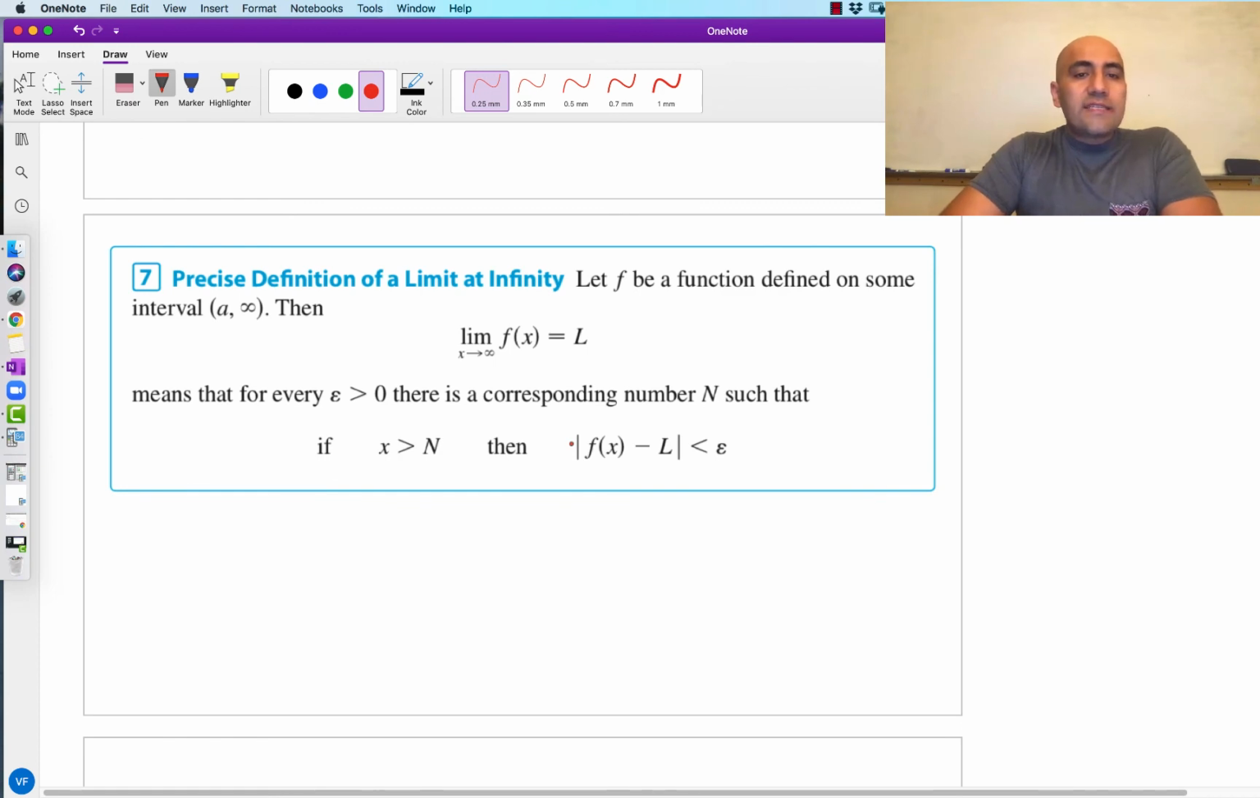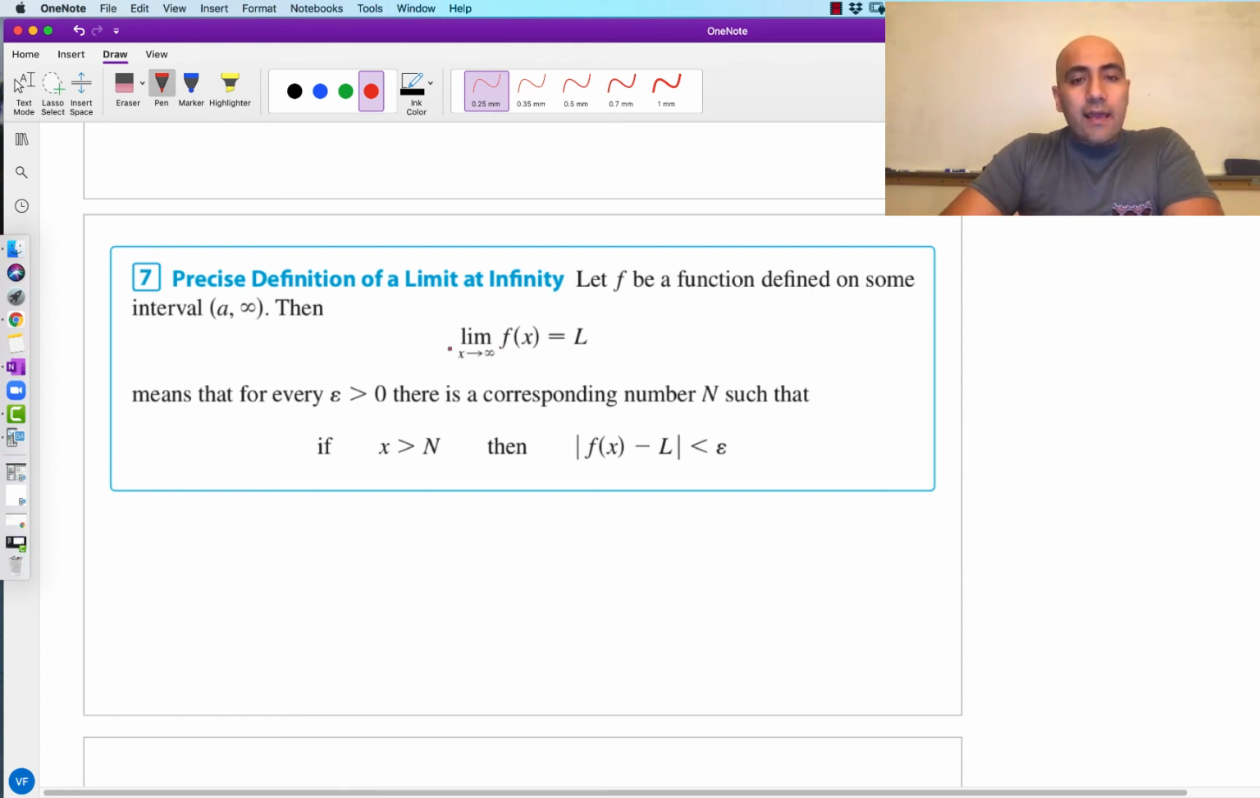So this is the precise definition of the limit at infinity. So let f be a function defined on some interval from a to infinity, then the limit as x goes to infinity of f of x equals L means that for every epsilon greater than zero, there is a corresponding number capital N, such that if x is greater than capital N, then |f of x minus L| is less than epsilon. Okay, so what does this say?